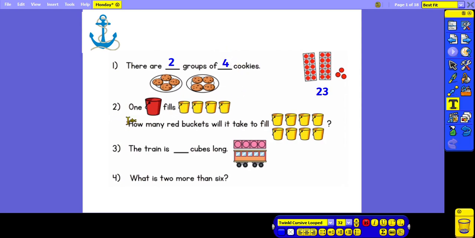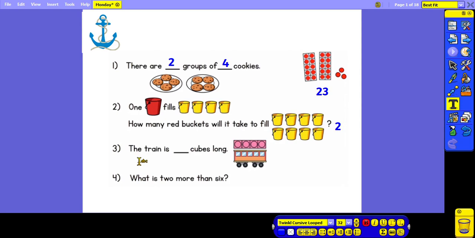Question 2, how many red buckets will it take to fill 8 yellow buckets? We know that these 4 yellow buckets here will be filled by 1 red bucket, and these 4 will be filled by another red bucket. So 2 red buckets will fill the 8 yellow buckets.